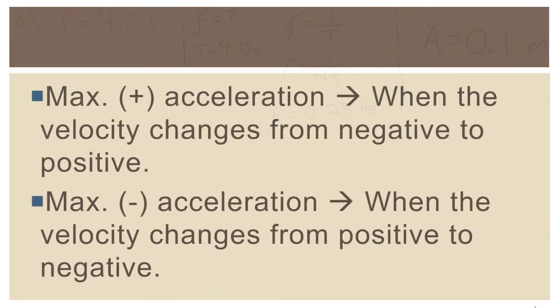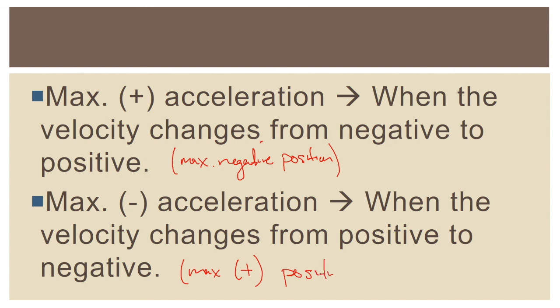All right, so quick note there. For now, we're going to say the maximum positive acceleration occurs when the velocity changes from negative to positive, and the maximum negative acceleration occurs when the velocity changes from positive to negative. And so I'll just handwrite another note here very quickly. The maximum positive acceleration occurs at the max negative position. And for the maximum negative acceleration, I'm going to say that occurs at the max positive position. Take a second to pause this video here and write that down. And when you hit play, we'll take a look at one last thing before we go for today.